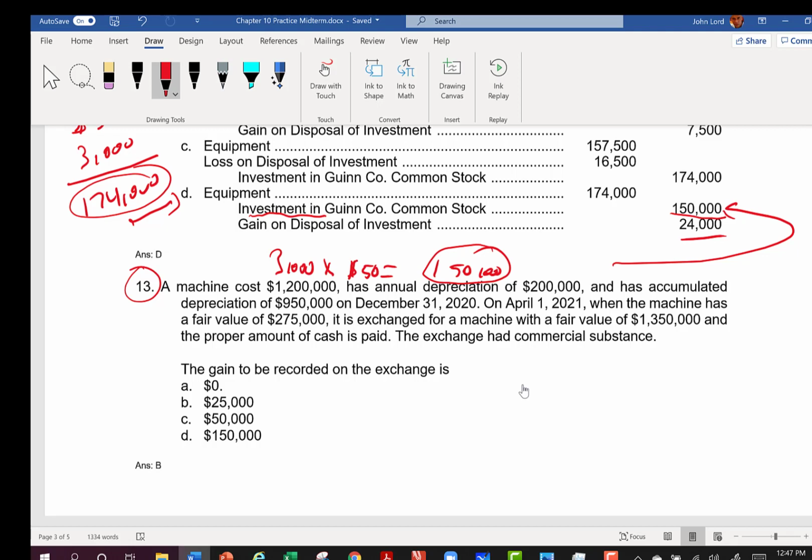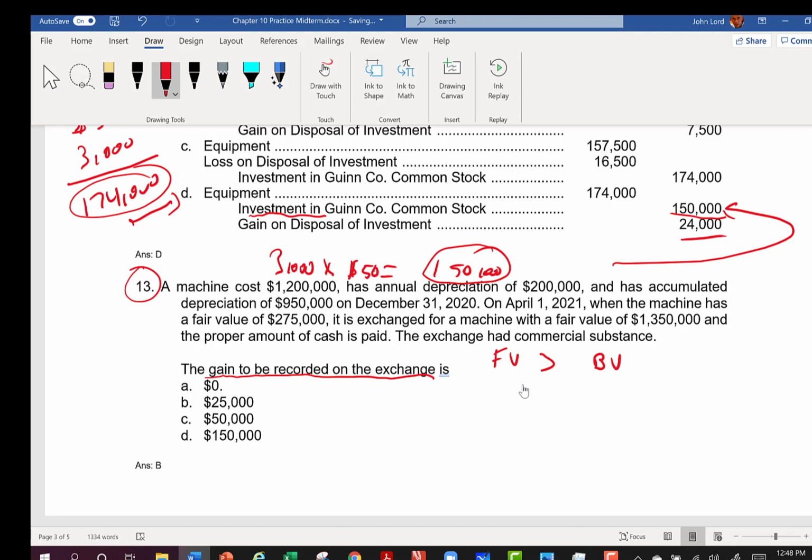Now in this particular question, the first one, and we're going to have two that leverage off this same fact pattern, 13 and 14, they asked me the gain. Now what I have to figure out in order to figure the gain is, well, the fair value I know is going to be more than the book value. I know that if they're telling me there's a gain, right? And so then I have to look, and they tell me that a machine cost 1.2, had annual depreciation of 2, accumulated depreciation of 950 on December 31st, 2020.